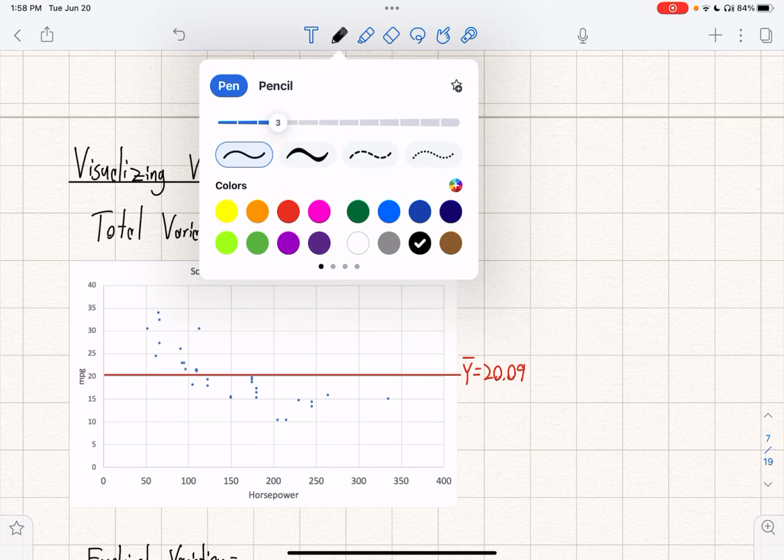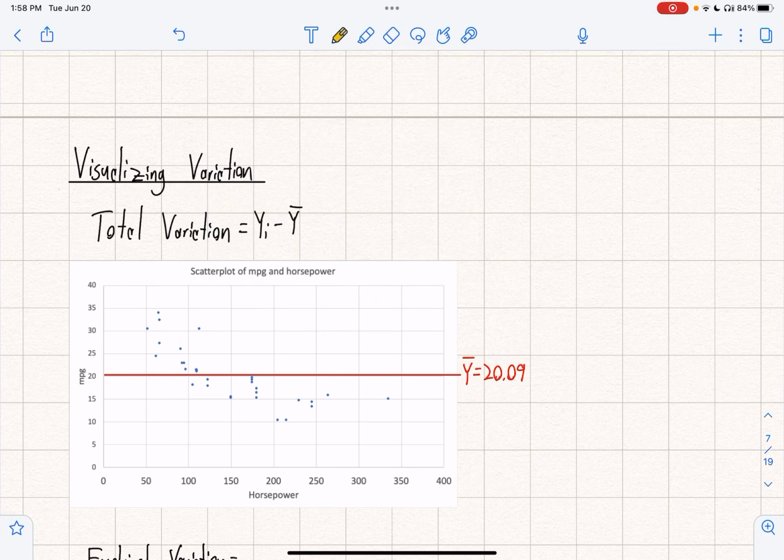To visualize this, I'll use a different color. The difference is all of these distances. It's our actual value of y minus our average value of y. Technically I would draw lines from every blue dot to the red line, but that would take a while. But this is the distance we're talking about: the distance from every actual value of y to the overall average of y. So we're summing up all of these yellow-orangish distances to get our total variation.